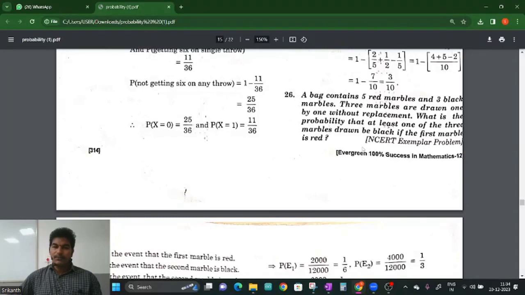How many marbles has to be drawn? So a bag contains how many marbles? 5 red, 3 black. Total 8 marbles. 3 marbles are drawn one by one without replacement. Okay. So what he said: what is the probability that at least one of the 3 marbles drawn be black if the first marble is red?